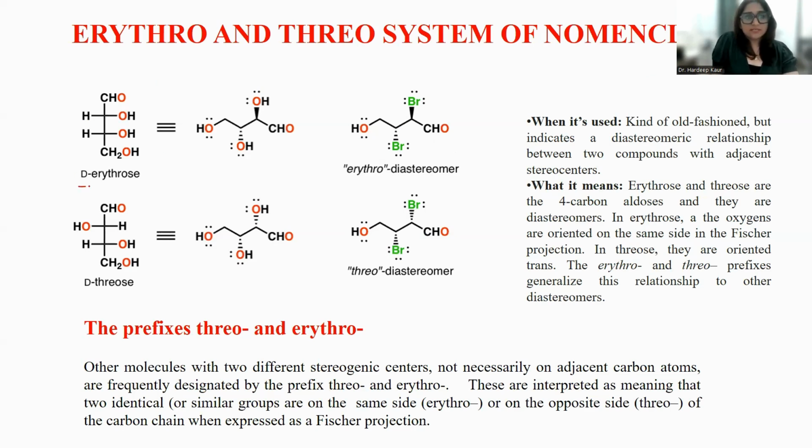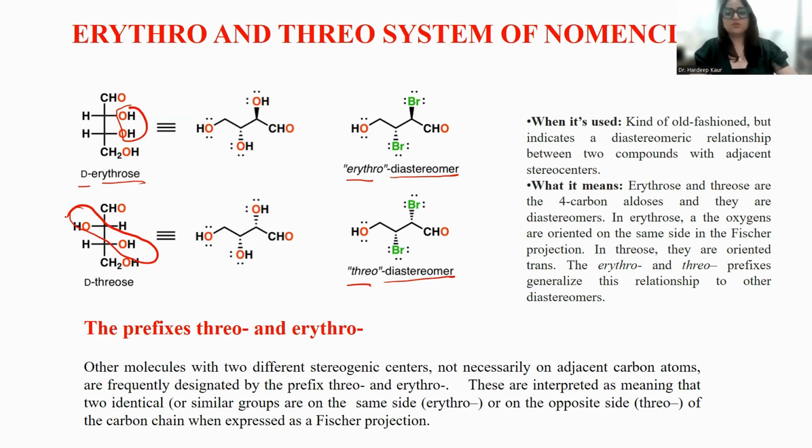So this is the erythro, where erythro is a diastereomer and threo is a diastereomer. This is why we call it erythro, because here the OH groups are on the same side, but here the OH groups are on different sides. So this is basically an old-fashioned erythro-threo nomenclature, but it indicates the diastereomeric relationship between two compounds with adjacent stereocenters.